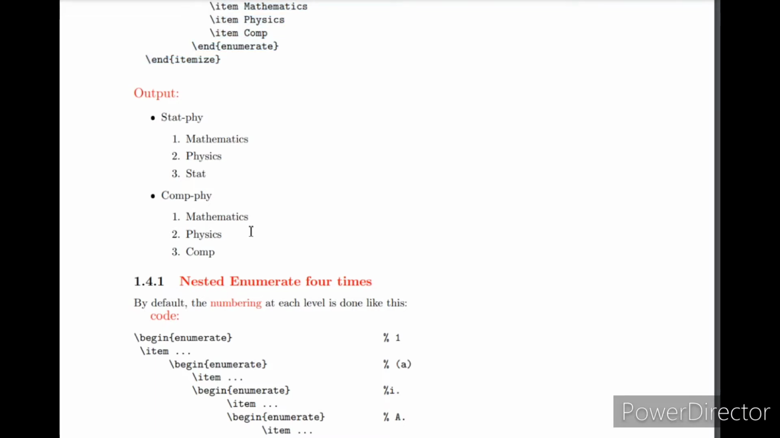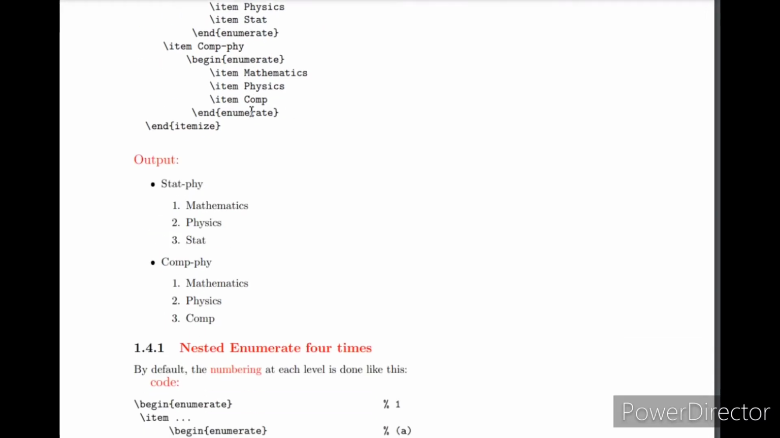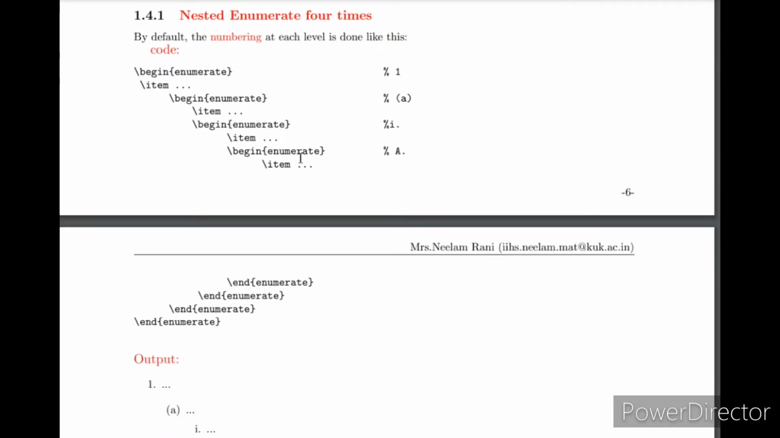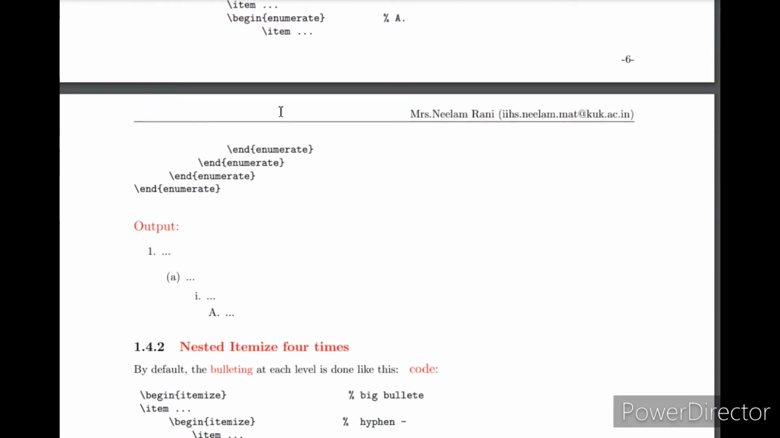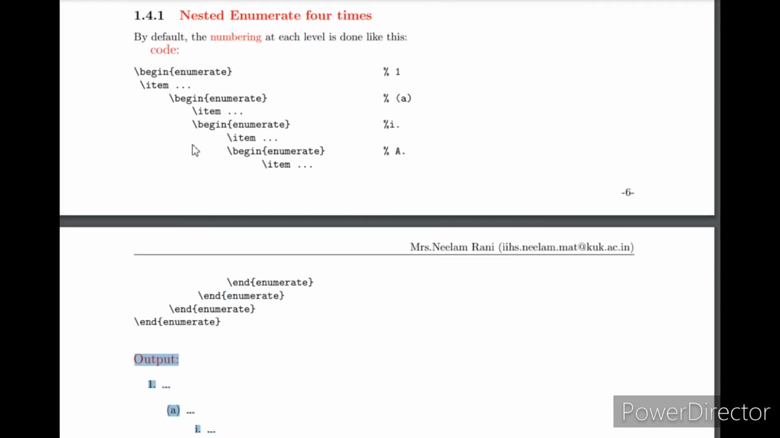Now the question is how many times I can use this begin itemize and begin enumerate. The limit for this is 4. So nested enumerate can be used 4 times. By default it will produce the output like this. This is your output. I have shown here the nested form of enumerate 4 times.